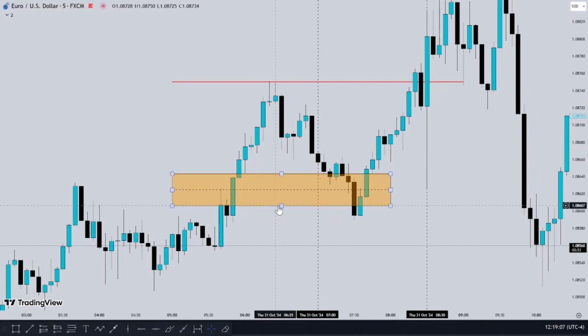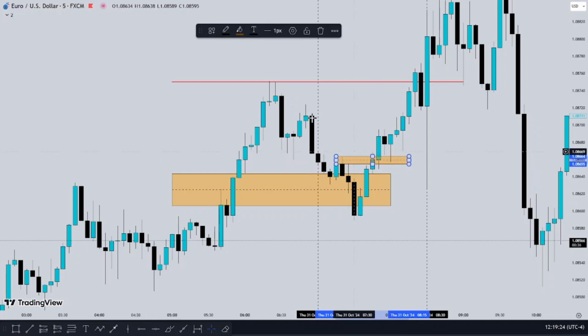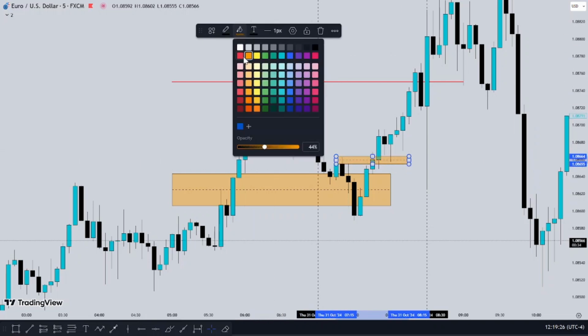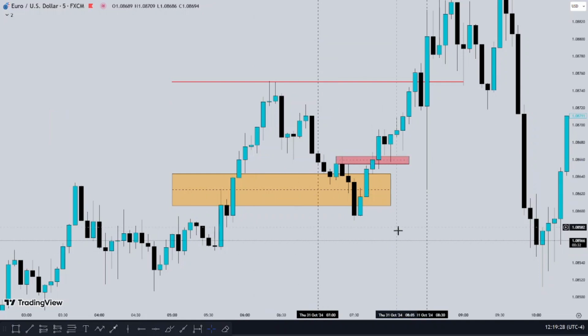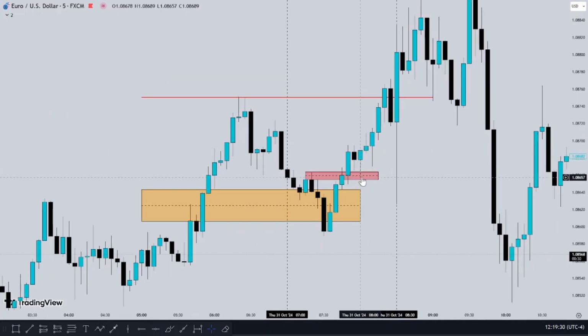Price traded to the fair value gap. You can see price traded lower. You can see the shift of structure where price took out this high, took out this buy side liquidity, leaving an order block and a breakers candle. If we use this to mark out the breakers candle, let's make it red. You can see a retracement to the breakers candle.